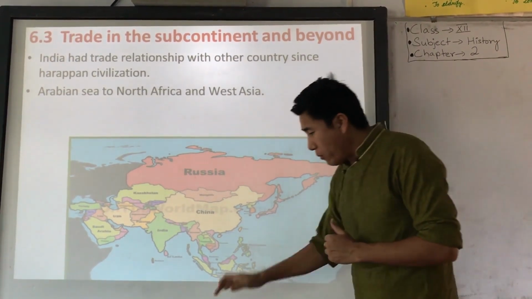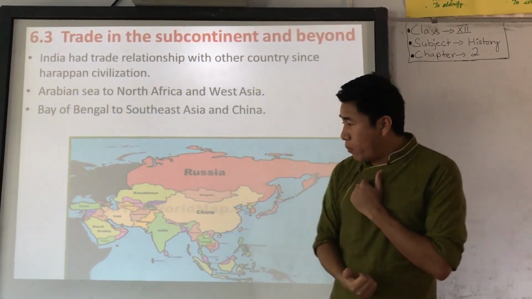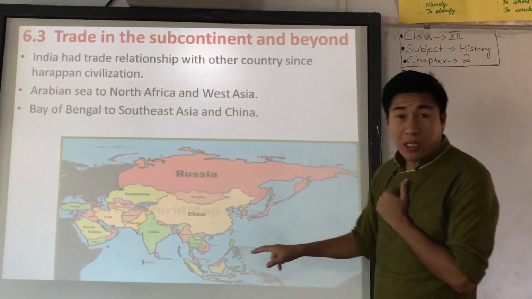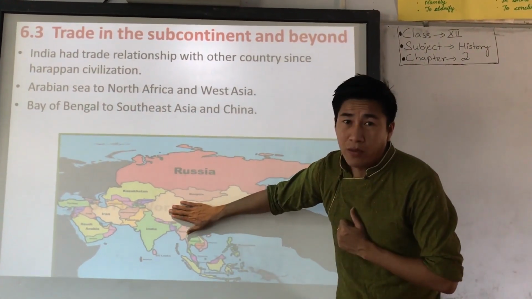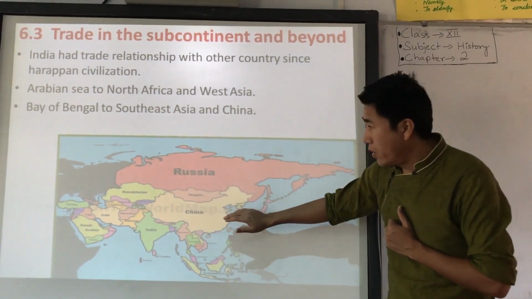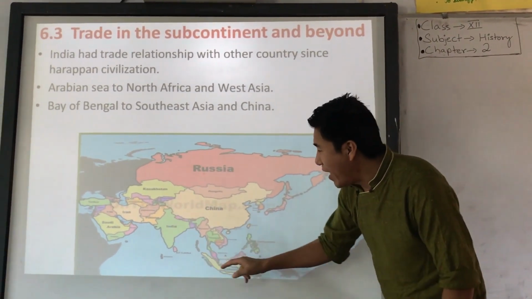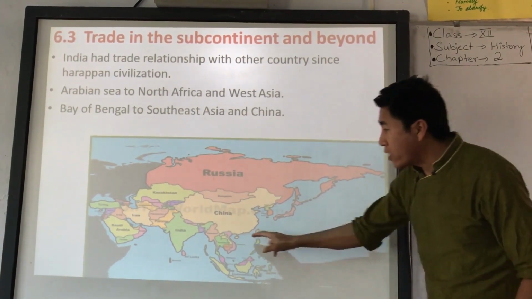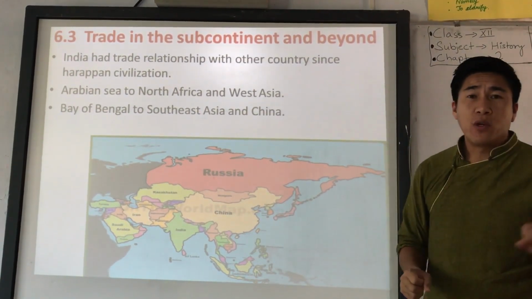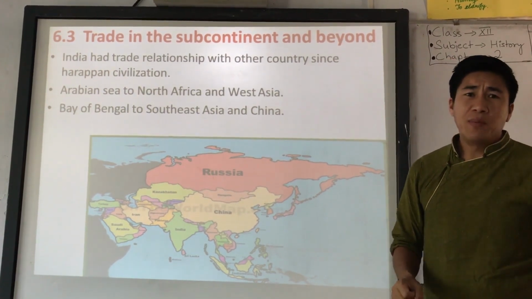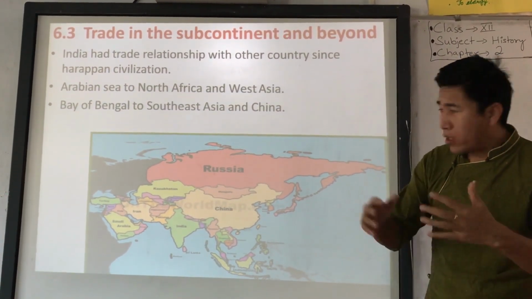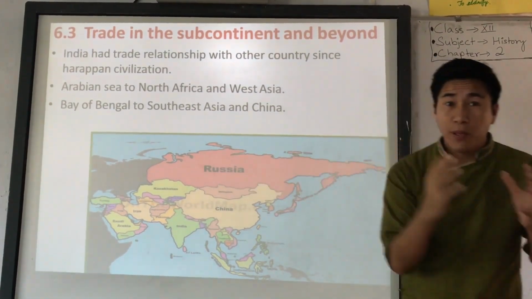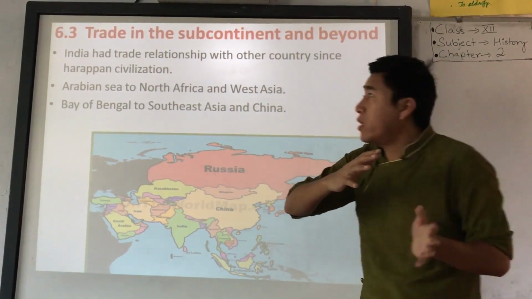Understood? Then from the Bay of Bengal to China and the Southeast Asian nations. Now China, as we know, is our very good friend. Southeast Asia consists of Vietnam, Cambodia, Philippines, Malaysia, Thailand, and Myanmar. All those nations belong to Southeast Asia. So from the Bay of Bengal, they have a trade relationship with this area.